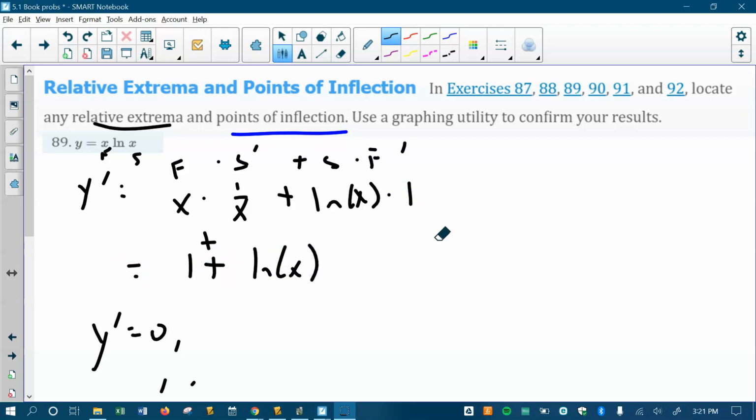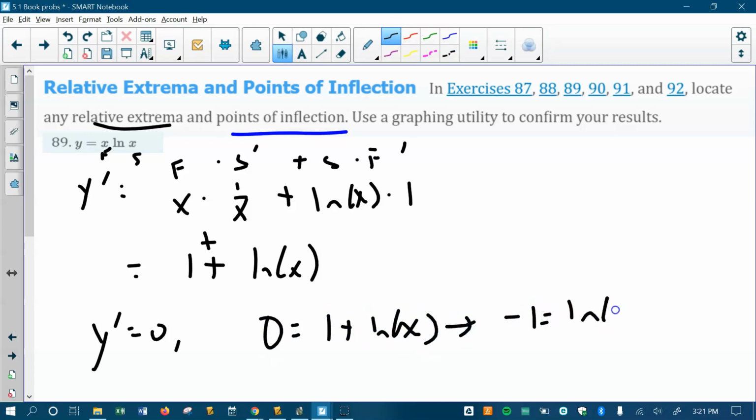Now we can set the first derivative equal to 0. The first derivative set equal to 0 is 0 equals 1 plus ln of x. We move the negative 1 over, so negative 1 equals ln of x, and we exponentiate. We get x equals e to the negative 1.